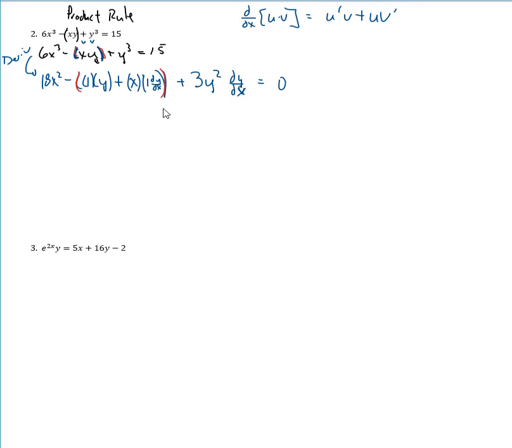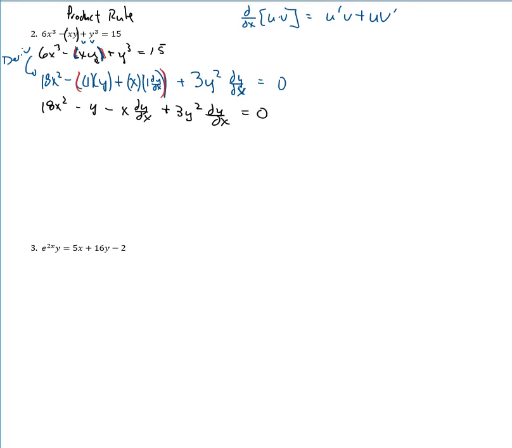So we did the derivative, and now at this point we want to solve for dy/dx. First thing I'm going to do is just distribute. So we have 18x squared minus y, and then minus, let's just write this as x dy/dx, because I don't really need the 1. 1 times x is x, and then let's attach dy/dx still. And then I have plus 3y squared dy/dx all equals 0.